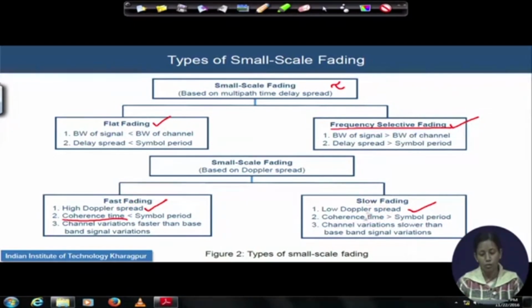The opposite is slow fading, because your coherence time, the time over which the channel remains constant and does not give any kind of change, shows a uniform amount of amplitude and phase change. If that time is more compared to your symbol time period, then you will see very slow fading.